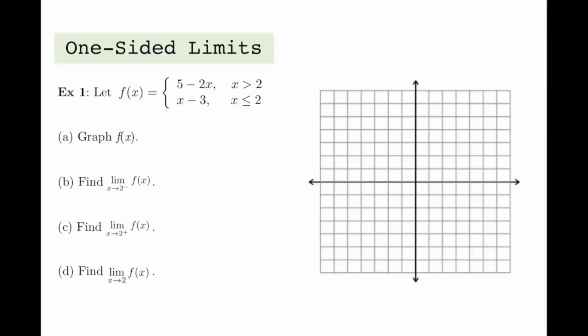In example 1, we have a piecewise function. f of x equals 5 minus 2x if x is greater than 2, and f of x equals x minus 3 if x is less than or equal to 2. The first thing we should do is graph this function.